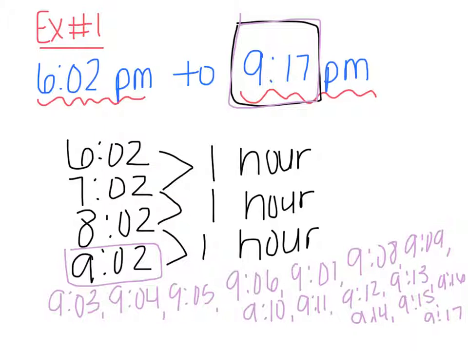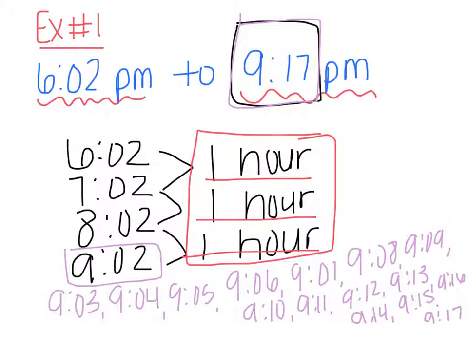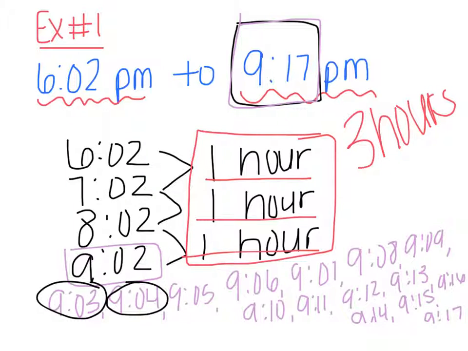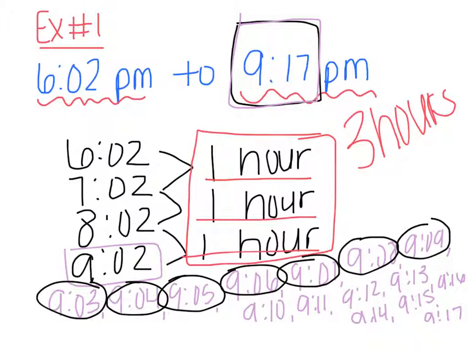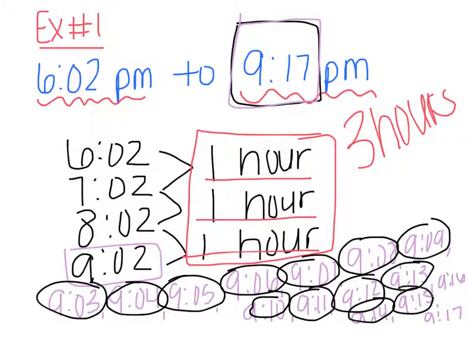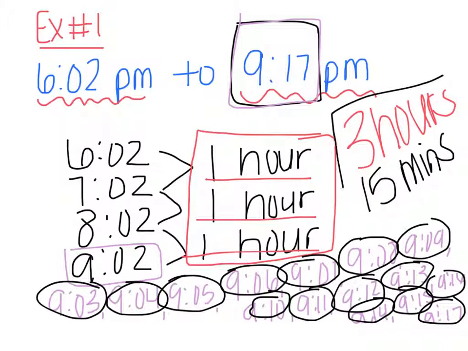So now we can count up how much time we have altogether. We had 3 hours, because I have 1 hour, 2 hours, 3 hours. And now let's count up our minutes. We have 1, 2, 3, 4, 5, 6, 7, 8, 9, 10, 11, 12, 13, 14, 15 minutes. So the time that passed was 3 hours and 15 minutes.